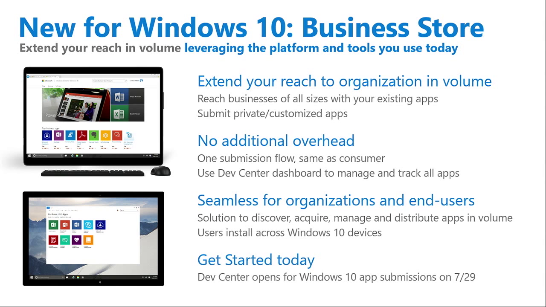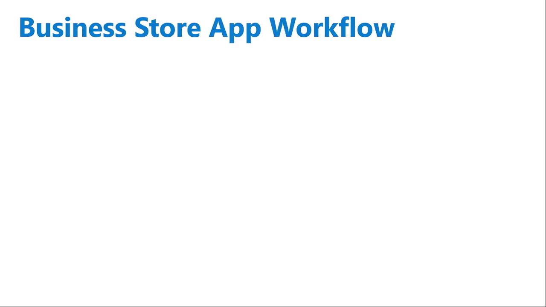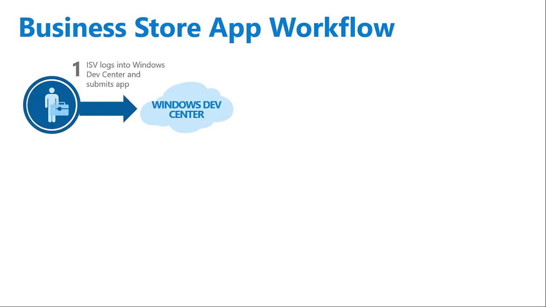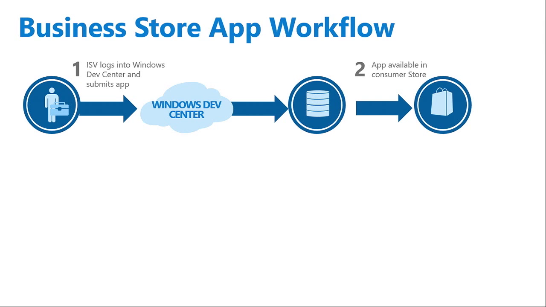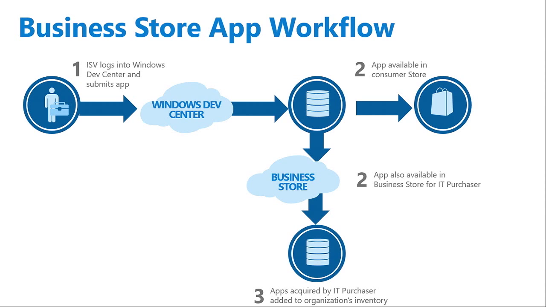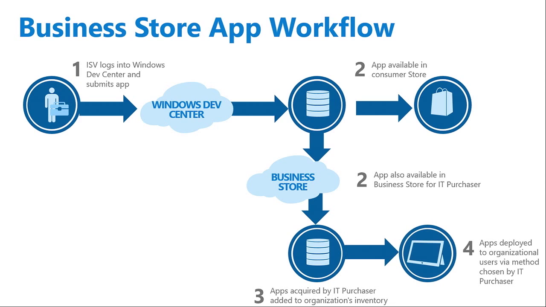So let's have a quick workflow of what would basically happen in this case. You can see here we have an ISV who logs into the dev center. From there, they can do the usual consumer flow, the consumer store. And then they also have the opportunity to be available in the business store. So this is that volume license checkbox that we're checking. And then the app is acquired by an IT purchaser and it's available in the inventory.